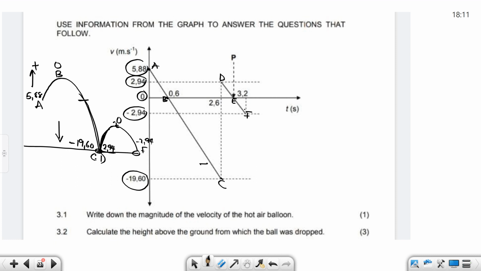I want to show you something here. Look at my graph. Do you see that this here is not at the same height as that? Do you know why? The object hits the ground with 19,6. It bounces off at 2,94. We have lost energy. Energy has been converted into sound, into vibration. It is an inelastic collision. If it was elastic, it will go back to its original height.